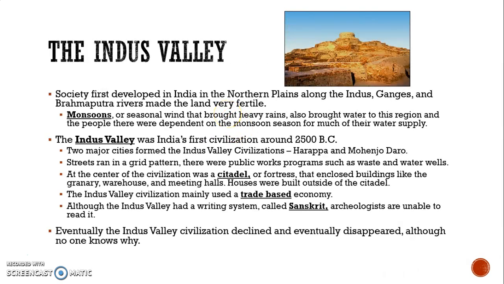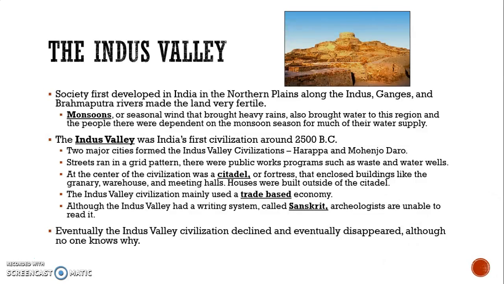The Indus Valley was one of the first civilizations in India. It was a society that developed along the northern plains along the Indus, Ganges, and Brahmaputra rivers, which made the land very fertile. Monsoons, or seasonal winds that brought heavy rains, brought a lot of water to this region, making the grass very fertile. They depended on monsoon season for a lot of their water supply. The Indus Valley was the first civilization, and it started around 2500 BC.